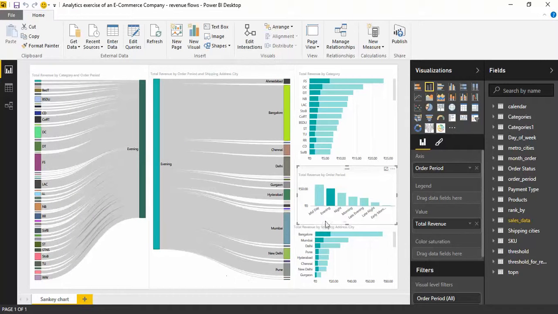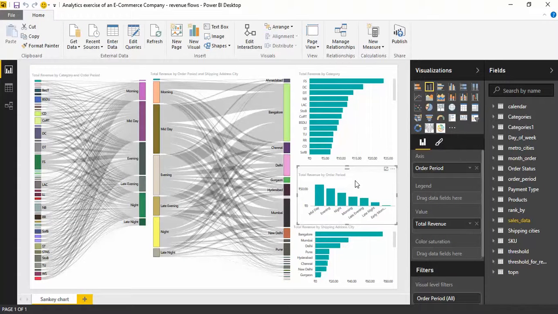So it's just a different way of visualizing data, and different from what we normally do in Excel by creating our normal pivot charts or Power View charts. It's a custom visual that is available only and only in Power BI Desktop.